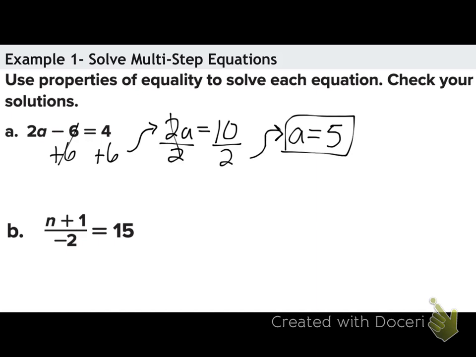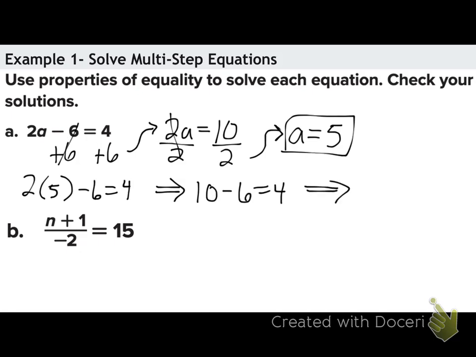It tells me to check our solutions. I'll just do it real quick. To check our solution, we can plug our answer back into the original problem. Using the order of operations on the left, what's 2 times 5? 10. Just working down both sides of the equal sign. What's 10 minus 6? 4. Does 4 equal 4? Yep. So my answer checks out. I know my answer is correct because I plugged it in and I got a true statement back. Questions on example 1A?